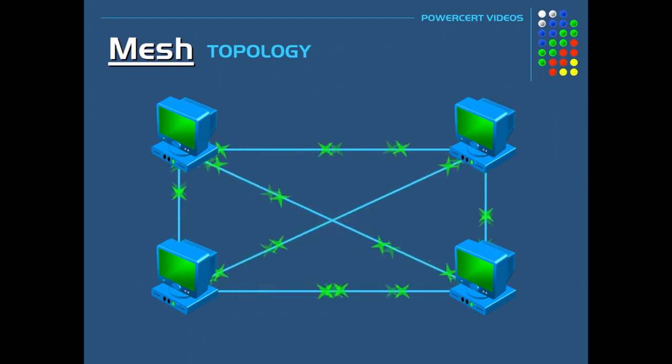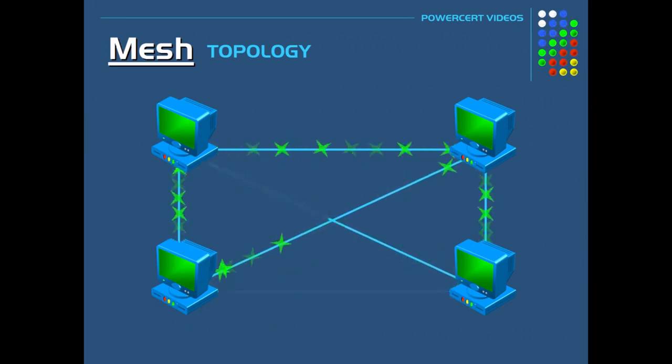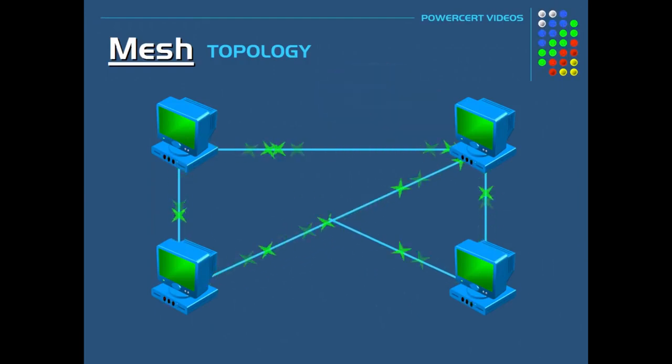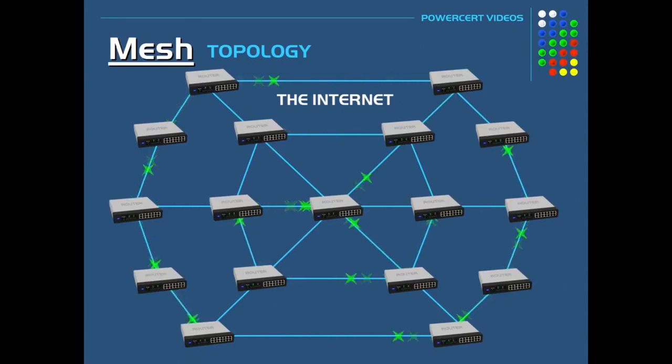If one or more connections fail, the computers would still be able to communicate with each other. But because of the amount of cabling and network cards that have to be used, mesh topologies can be expensive. So they are rarely used on local area networks, or LANs. They are mainly used on wide area networks, like the Internet. In fact, the Internet is a good example of a mesh topology.